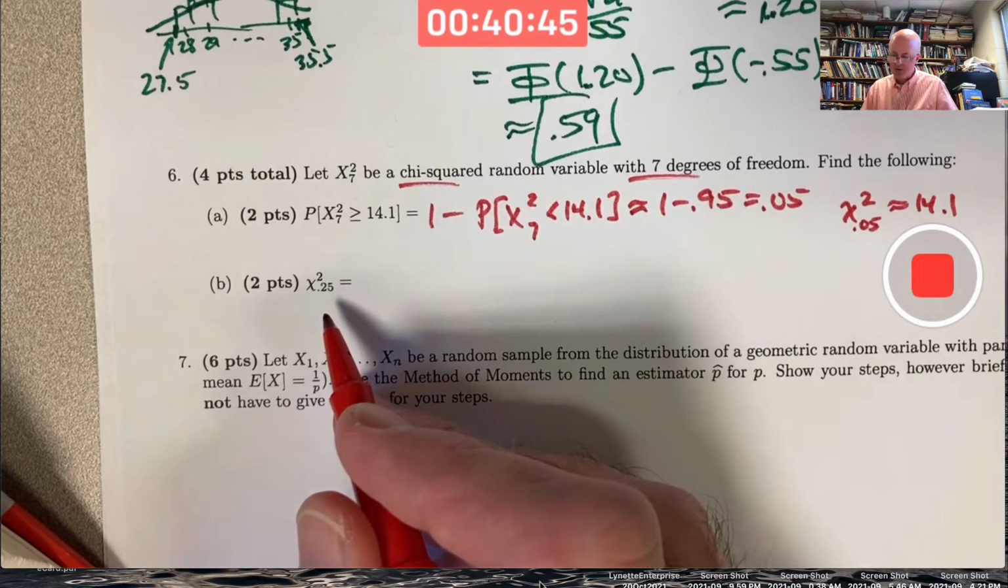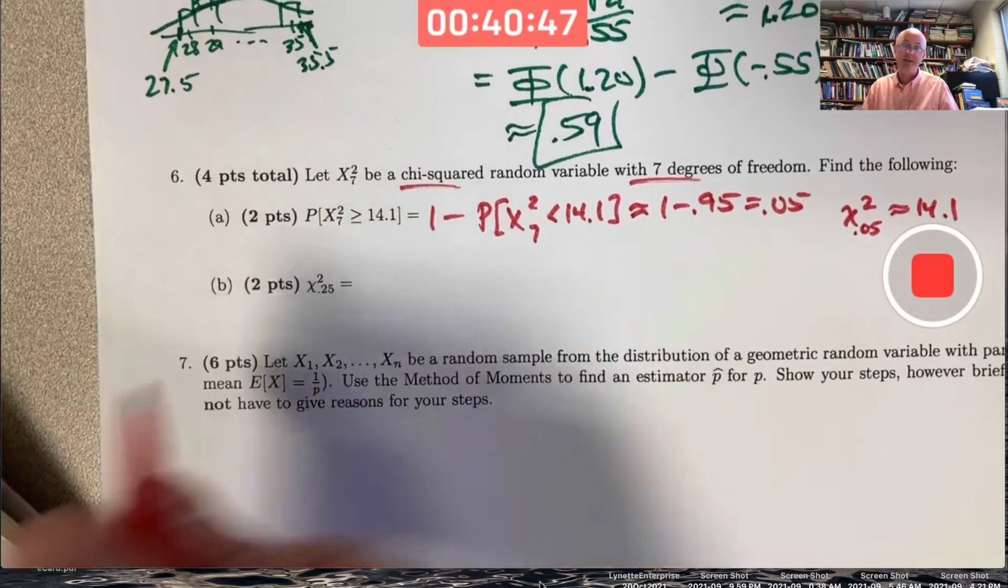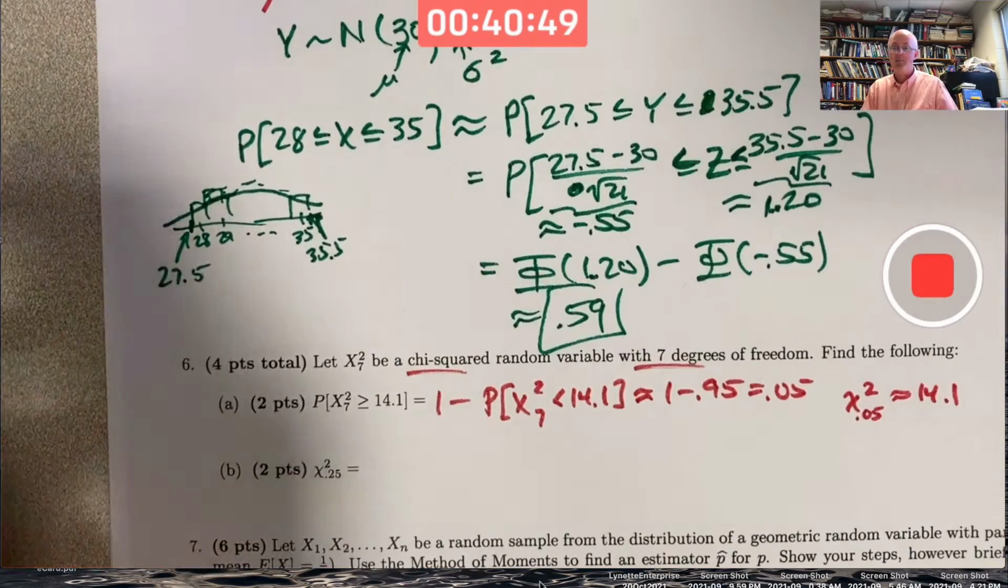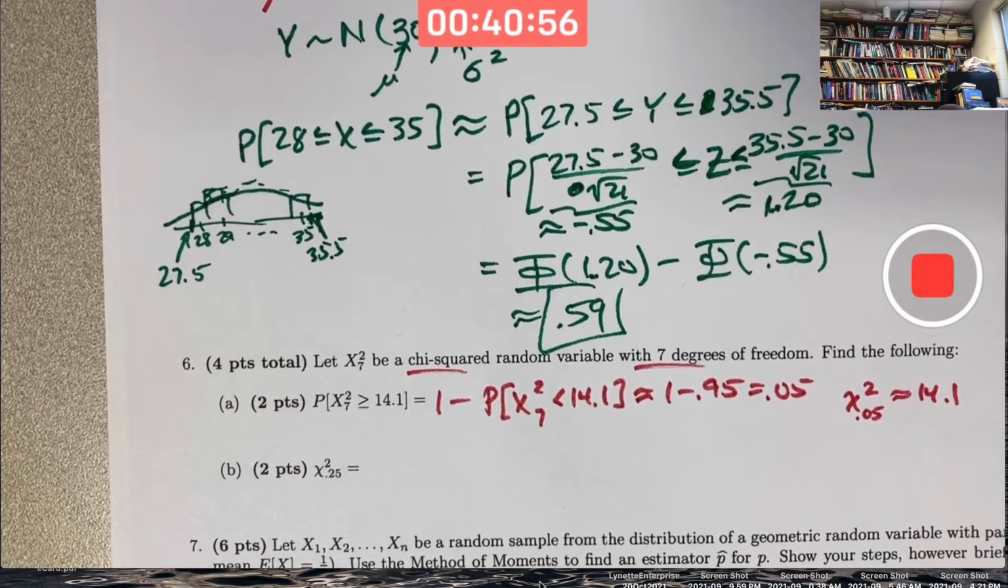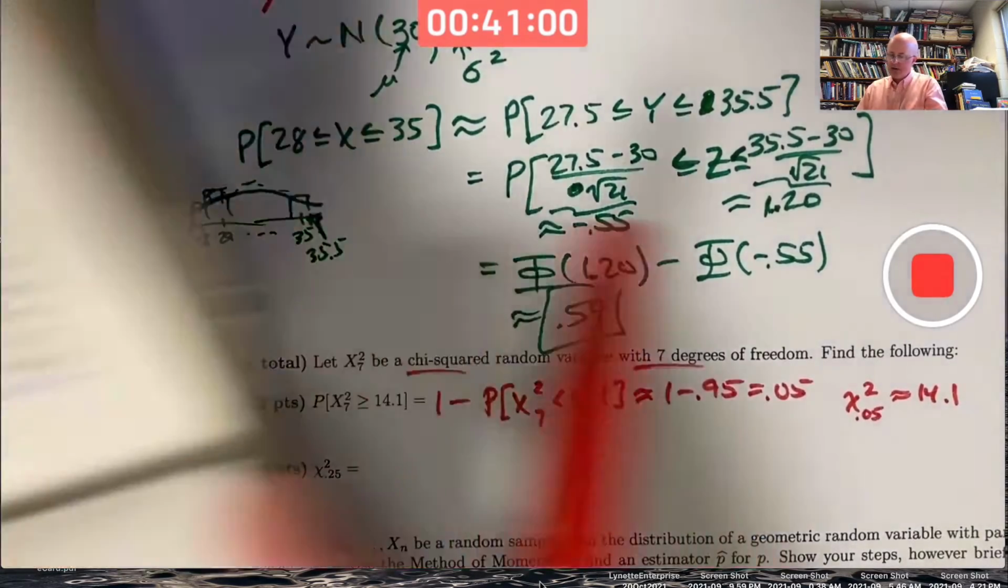What's little chi-squared 0.25, where the subscript represents an area to the right. It's 1 minus a CDF value. It's not a CDF value itself. I'm noticing I'm running out of battery here. My thing must not be plugged in. All right. That's better. Still 7 degrees of freedom.